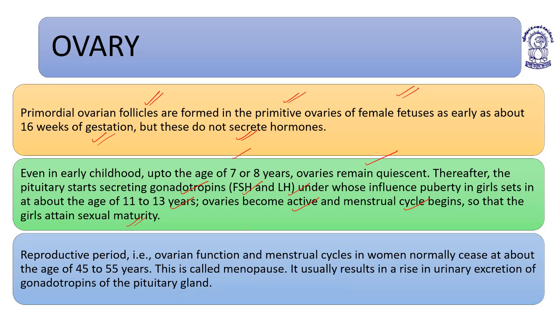Reproductive period. Ovarian function and menstrual cycles in women normally cease at about the age of 45 to 55 years. This is called menopause. It usually results in a rise of urinary excretion of gonadotropins of the pituitary gland. So at the time of menopause, the urinary excretion of gonadotropins of the pituitary gland, FSH and LH, increases.